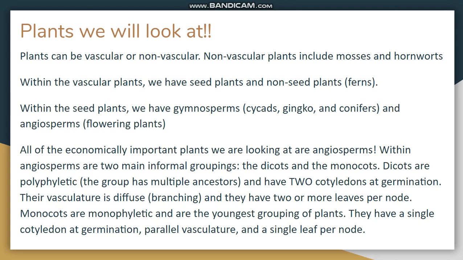The veins on a monocot are usually parallel, and they're only able to have a single leaf per node because of the way their vasculature is set up. It's almost like a half plant, wherein you don't have as many tubes and wires going through it. So that is the basics on plant taxonomy, and we're going to get into some families.